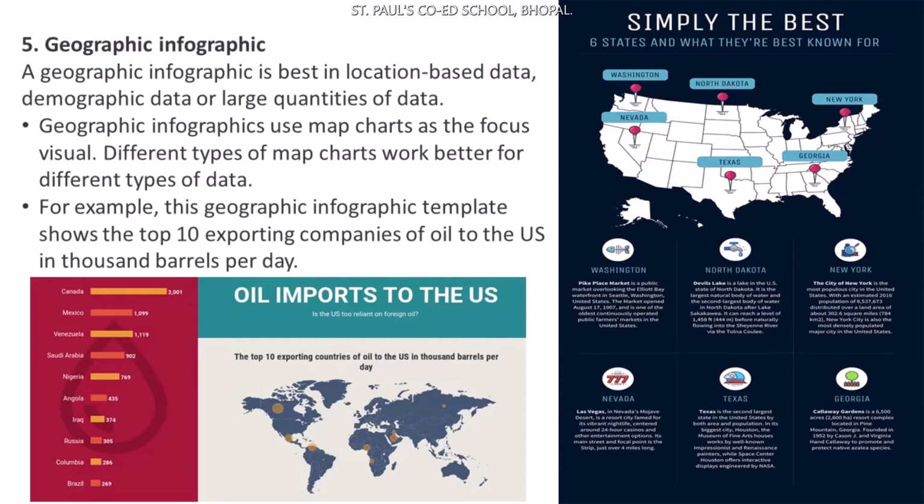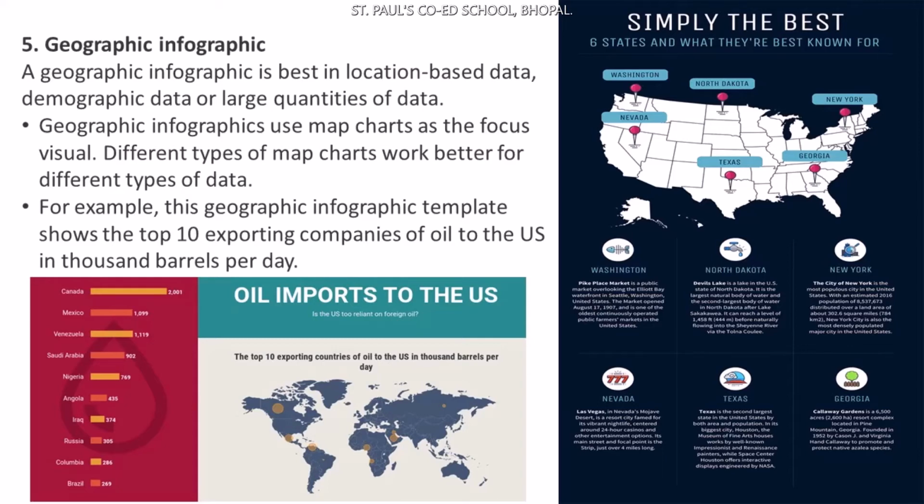Now next is the geographic infographic. A geographic infographic is the best for location-based data, demographic data, or large quantities of data. Geographic infographics use map charts as the focus visual. Different types of map charts work better for different types of data. For example, the geographic infographic template shown here shows the top 10 exporting countries of oil to the US in thousands of barrels per day.